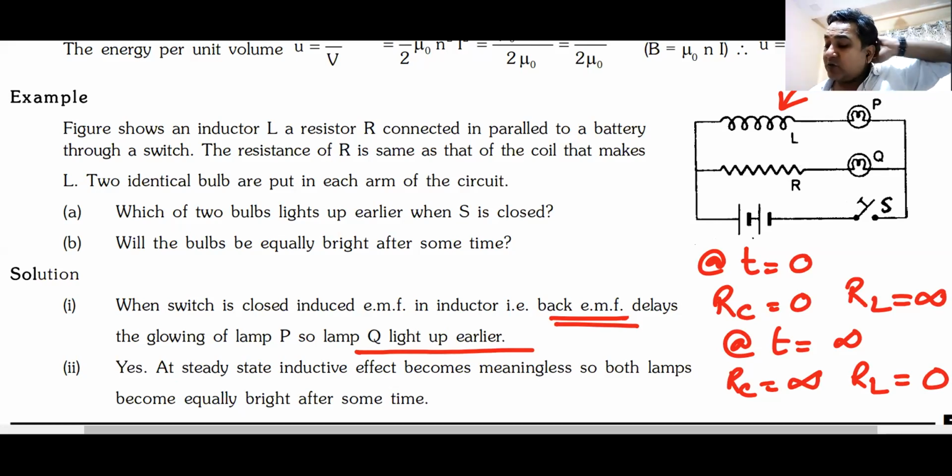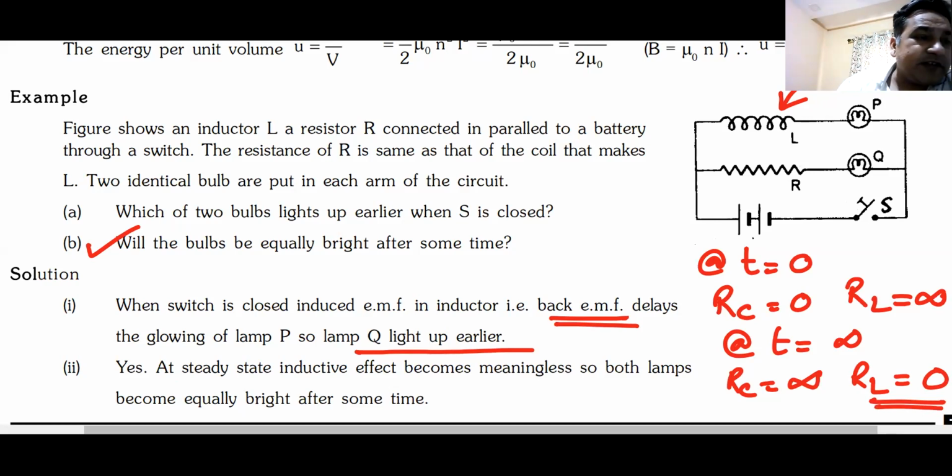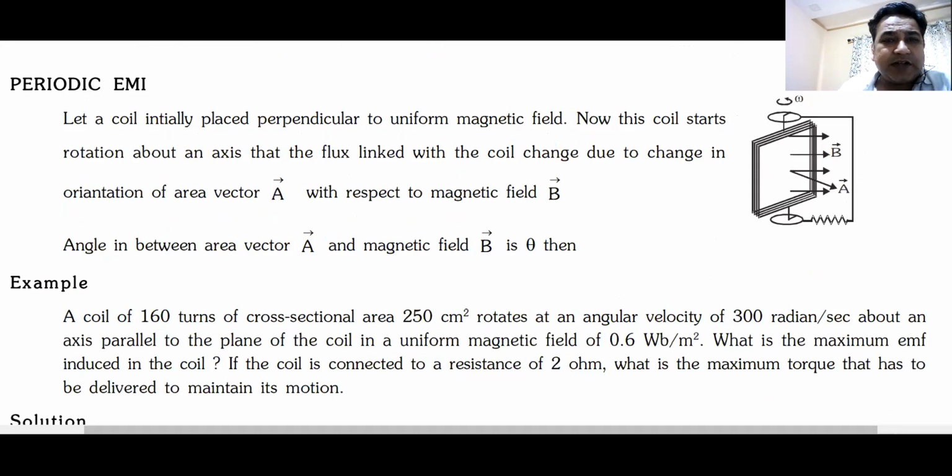Will the bulbs be equally bright after some time? And the answer lies in the logic. After some time, that is infinite time, the resistance of the inductor becomes 0. It just behaves as a short circuit. So both the resistances are the same. Since both the resistances are the same, we have the same glowing of the two bulbs.